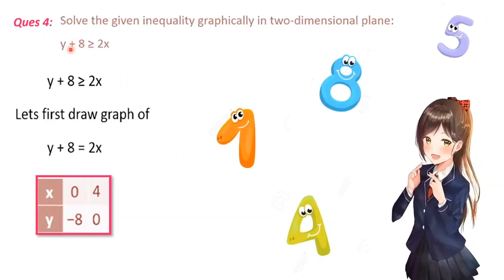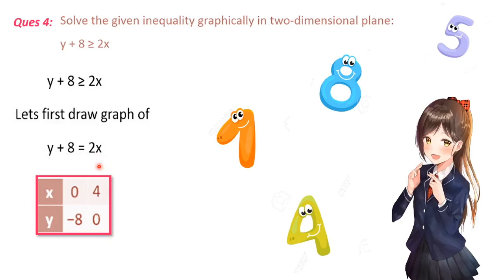Next question, question number 4. y plus 8 is greater than or equal to 2x. One thing is for sure, equal, so it means we will make a thick line, right? So first of all, let's draw the graph of this line. Let's write it as a linear equation in two variables. Let's make a solution table.